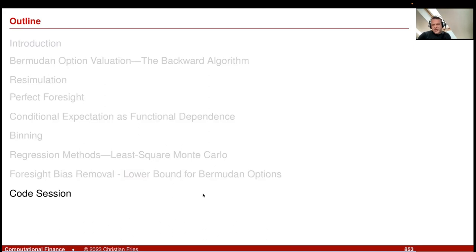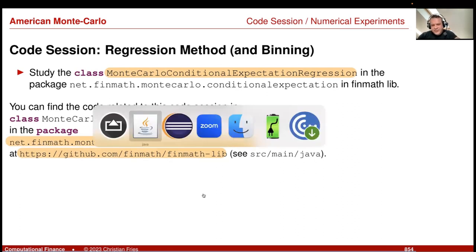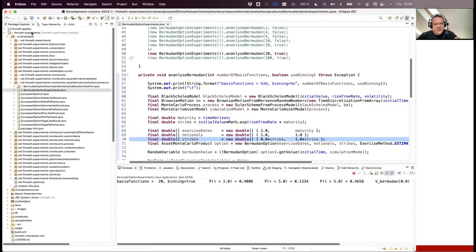Let's conclude with a code session. First, I would like to show you our conditional expectation estimator. So study the class Monte Carlo conditional expectation estimator. This is now in our library. This is the repository, and it is here in this package, conditional expectation. Let's have a short look so that you see. I just implemented this methodology.